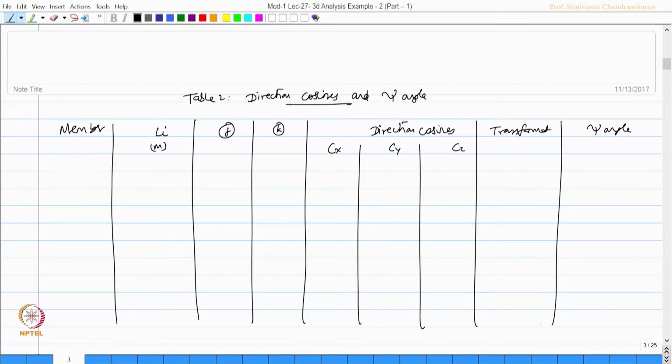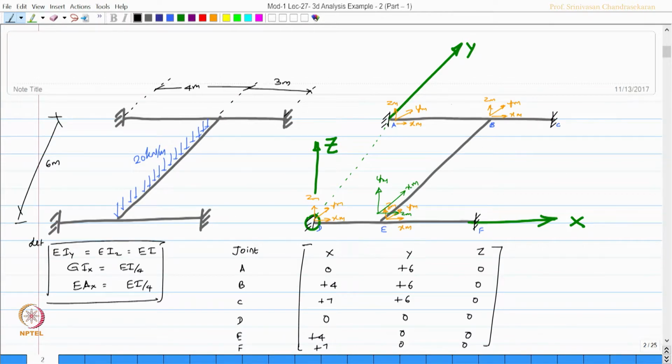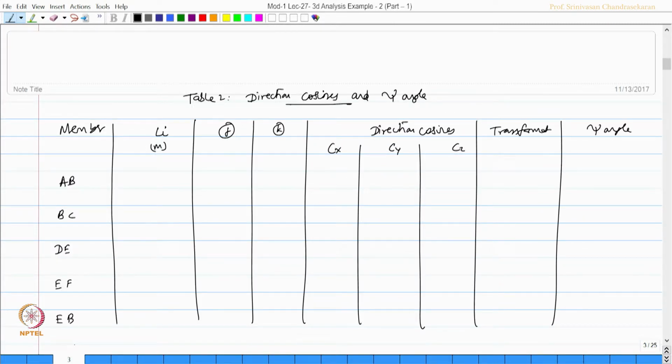So, there are members AB, BC, DE, EF and EB. There are 5 members. Length of each member is known. So, let us enter these lengths: 4, 3, 4, 3 and 6 meters. J and k ends of the members are now marked. So, AB, this is BC, this is DE, this is EF, this is EB.